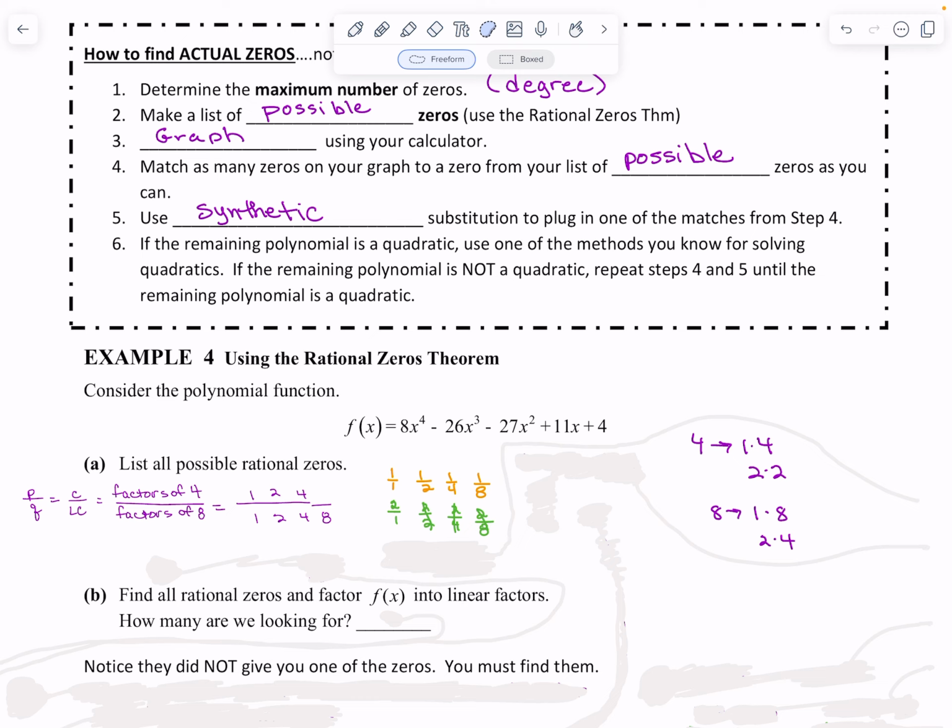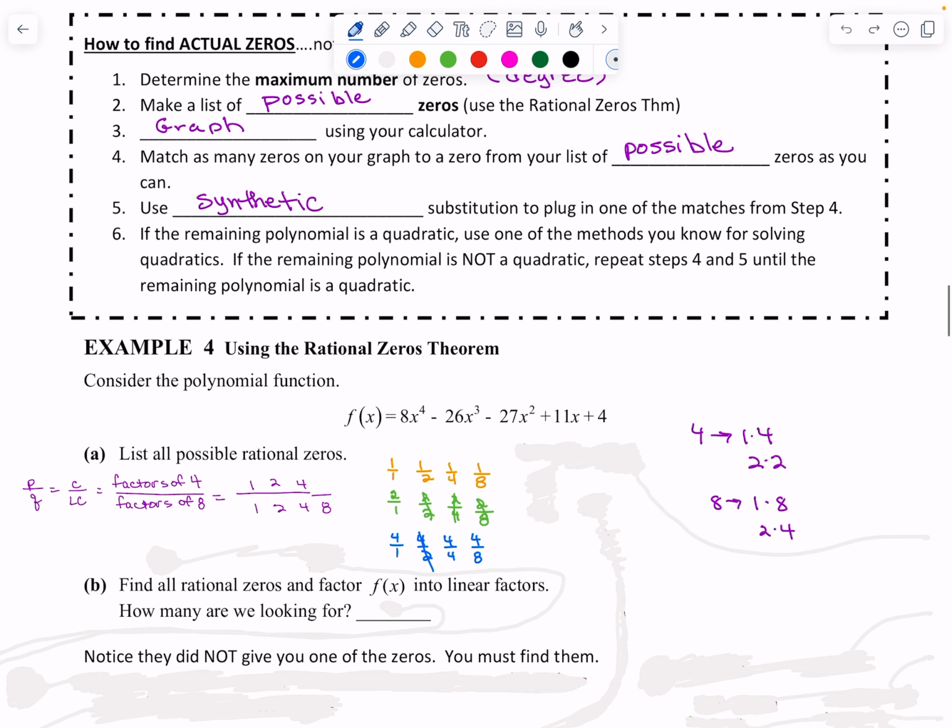And now I'm going to do the same thing with my 4. 4 over 1, 4 over 2, 4 over 4, and 4 over 8. And I'm going to go back through and cancel out any that we already have. We don't have 4 over 1, that's 4. But 4 over 2 is 2. We already have that right there. 4 over 4, that's going to give me 1. We have that right there. And 4 over 8, that's a half. We've got that right there.